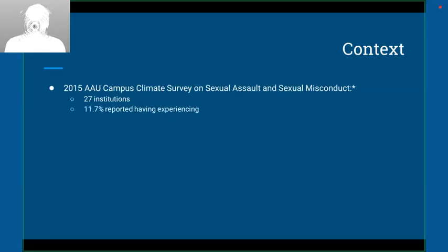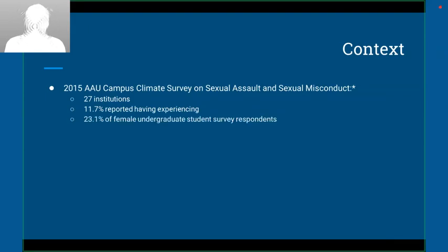So some of the takeaways, and this is a small snippet, there's tons and tons of rich data from this report, but 11.7% of the students who responded to the survey across 27 institutions reported that during the time they've been enrolled at their institution, they had experienced some form of non-consensual sexual contact, so either involving penetration or some other sexual touching that was perpetrated by physical force, threats of physical force, or incapacitation when they didn't have the ability to provide valid consent.